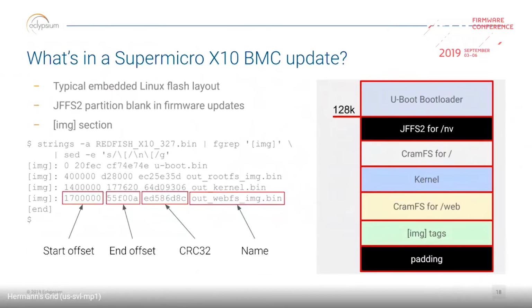Well, if I take a look at the actual BMC update file, it's actually just a dump of a flash image. So essentially, it's going to take this image and just write it out to the flash. Now, it turns out that they have broken it up into sections, as you might expect for a typical embedded Linux system. And that's because it is a typical embedded Linux system.